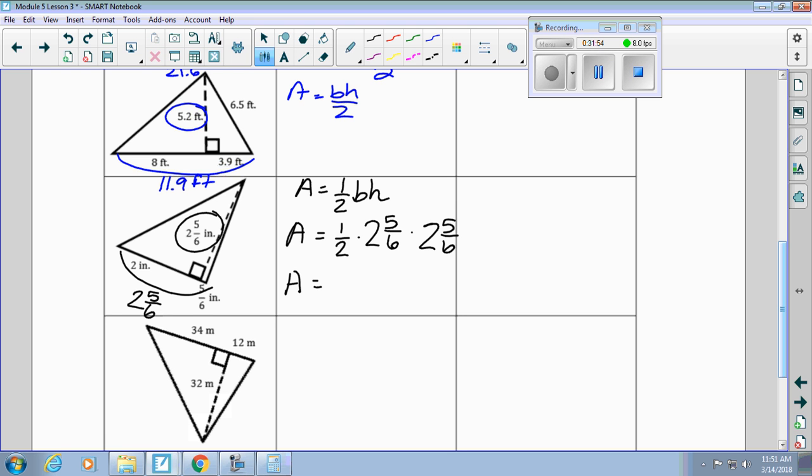Now, 1/2 times 2 and 5/6. What would that be? 2 times 6 is 12. 12 plus 5 is 17 over 6. You multiply the denominator times the whole number and then add the numerator. Times 17/6. You guys have some calculations to do, but your job is to finish this for homework.